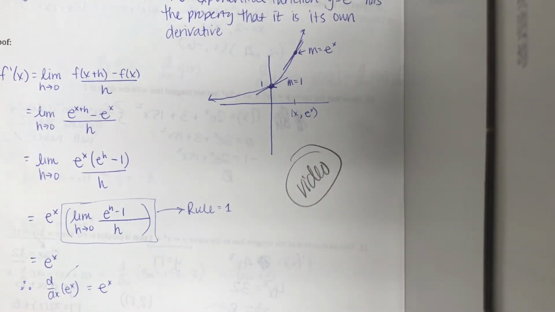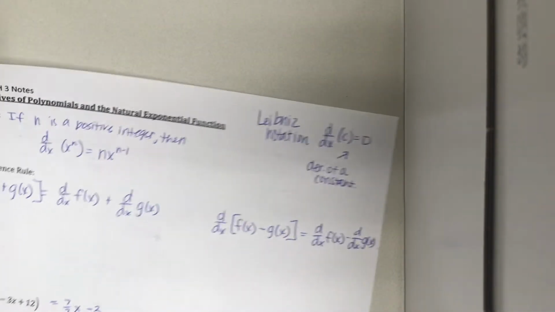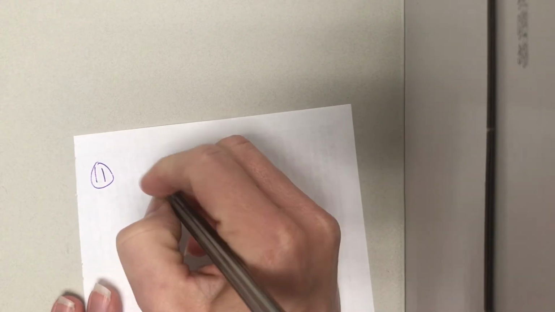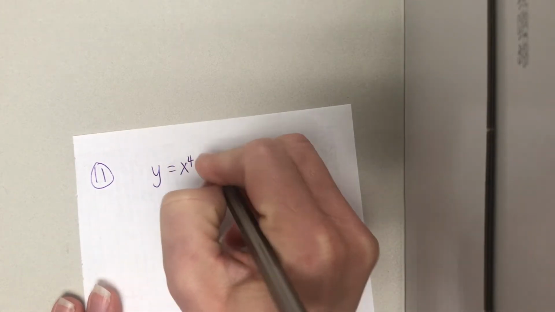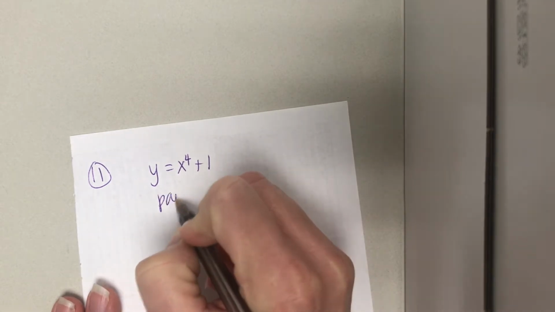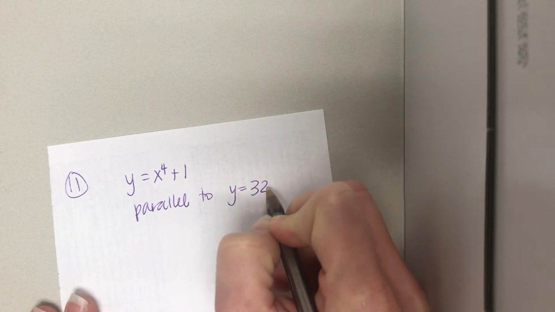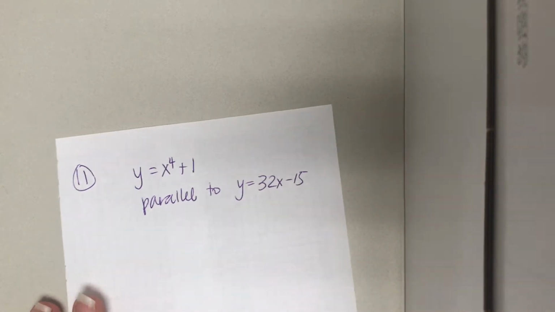Okay, and then what I want to talk about is on the back page, number 11 and number 12. If you want to try to figure these out on your own, that's fine. But what you're trying to do on number 11 is find the equation of the tangent line to the curve y equals x to the 4th plus 1 that's parallel to the line y equals 32x minus 15.